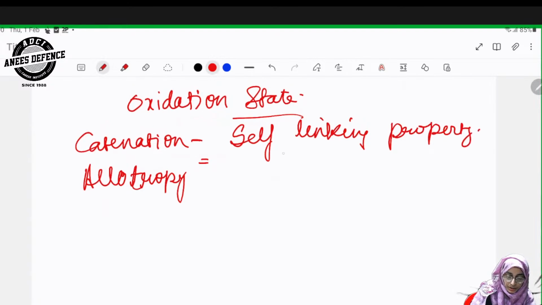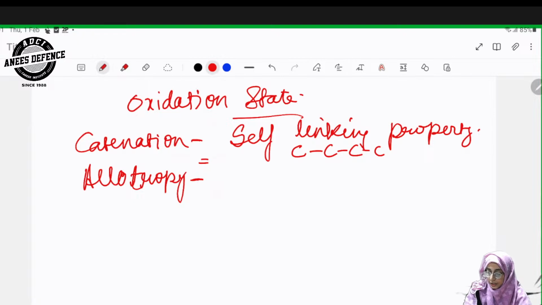Self-linking property means, for example, carbon linked with carbon, carbon, carbon. This is catenation. Some of the elements show this property: they link with themselves, like silicon, silicon, silicon, germanium, germanium, and sulfur, sulfur. Sulfur can make S8. So it's a self-linking property, meaning linking by its own element. Okay. Allotropy means what?